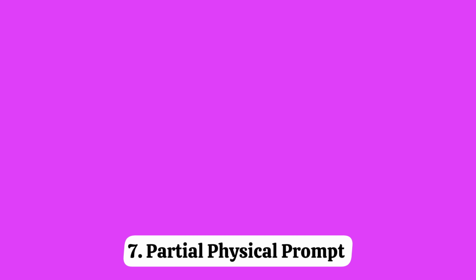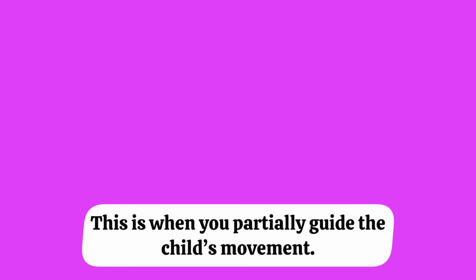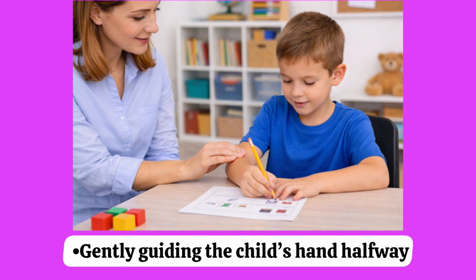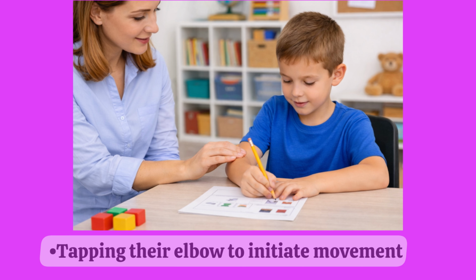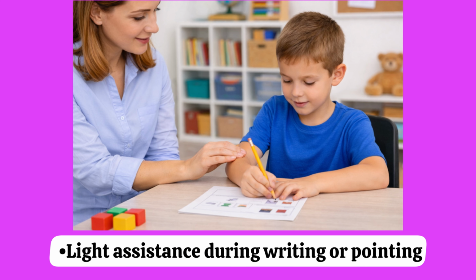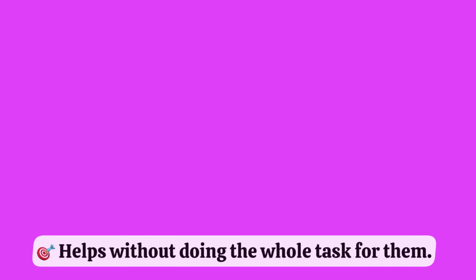7. Partial physical prompt. This is when you partially guide the child's movement. Examples: gently guiding the child's hand halfway, tapping their elbow to initiate movement, light assistance during writing or pointing. Helps without doing the whole task for them.